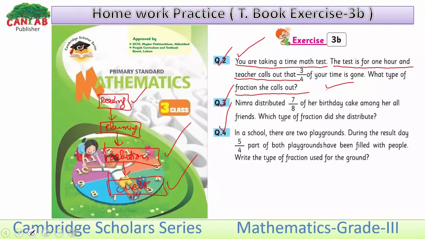Which type of fraction is in this question? 3 over 4. 3 is less than 4. So, this is a proper fraction.